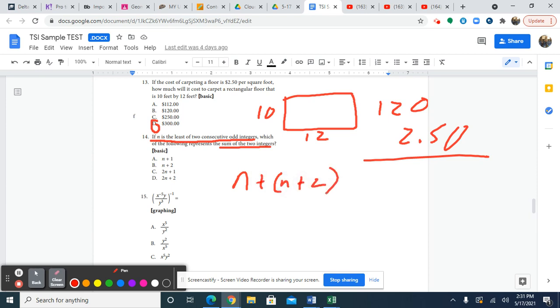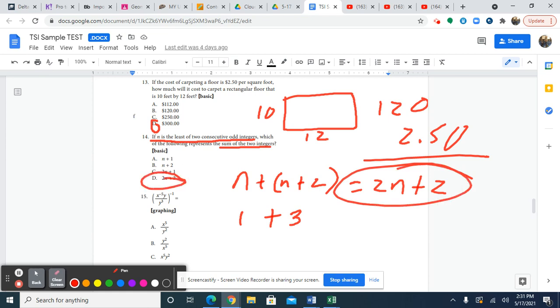And the reason why is, let's say we started off with 1. To get to the next odd integer, I would have to add 1 plus 2, which is 3. So once we know this, we can combine these two and say n plus n, which is 2n, plus 2. So the answer is D.